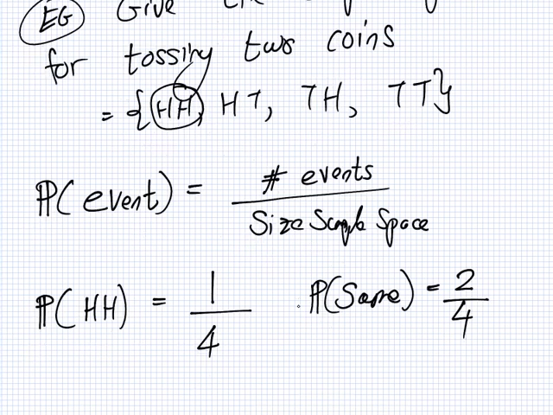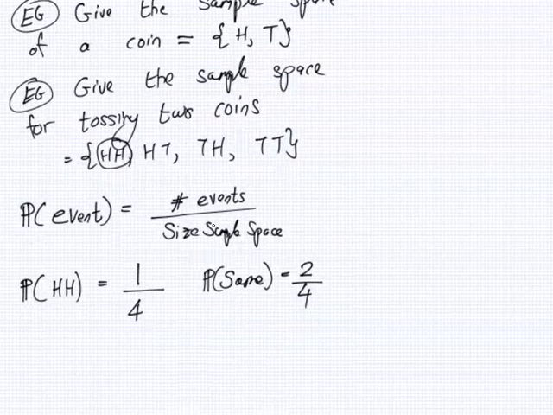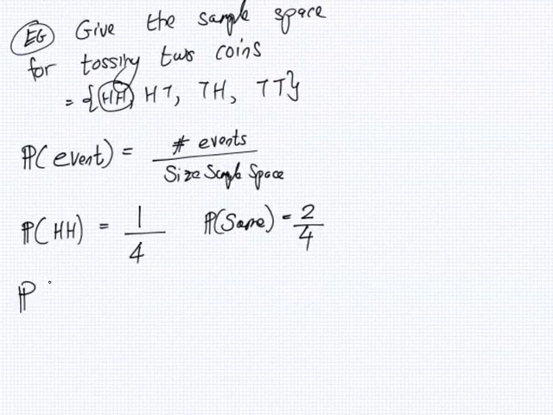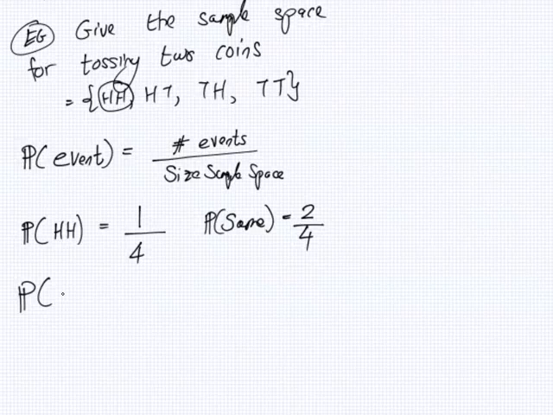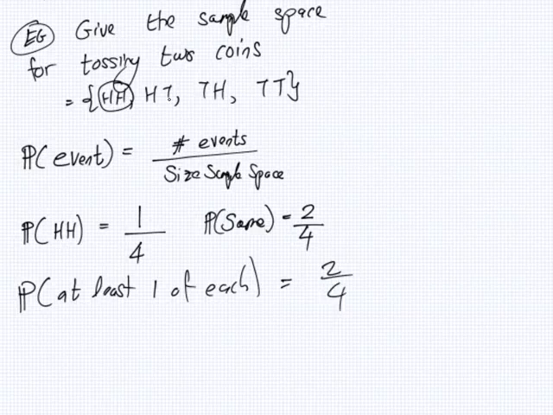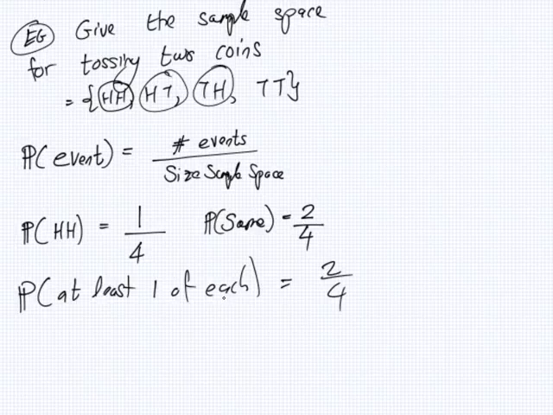Okay. And then let's try another one here. What's the probability of getting, let's say, at least 1 of each? So you want at least the heads and at least the tails. What's that one going to be? 2/4. It's these 2. At least 1 of each. So you need at least 1 head and at least 1 tails. In other words, you need a heads and a tails and a tails and a heads.